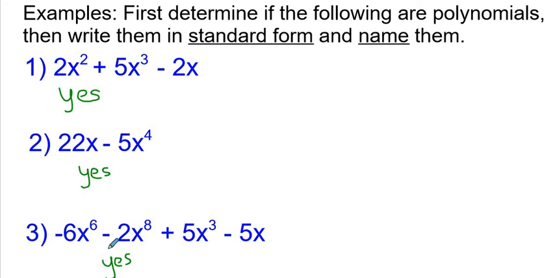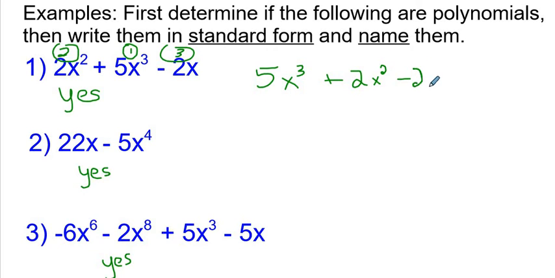All right, so now that we know that they're all yeses, let's write them in standard form. Okay, so to write this in standard form, this would be the first one, this would be the second one, and this would be the third one. So this would be 5x to the third power plus 2x squared minus 2x. We'll put them all in standard form, and then we'll name them.